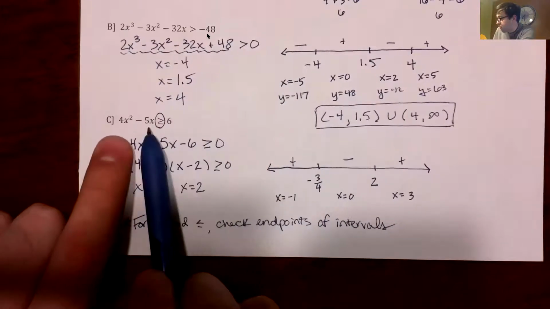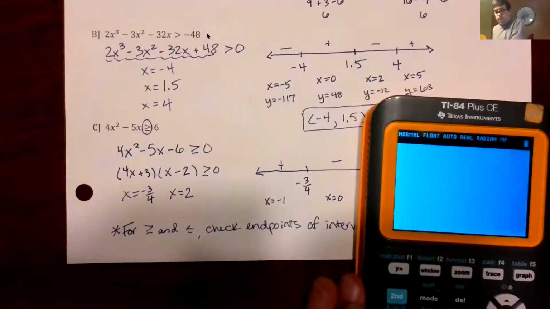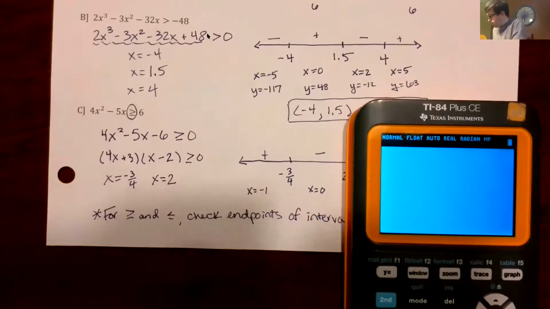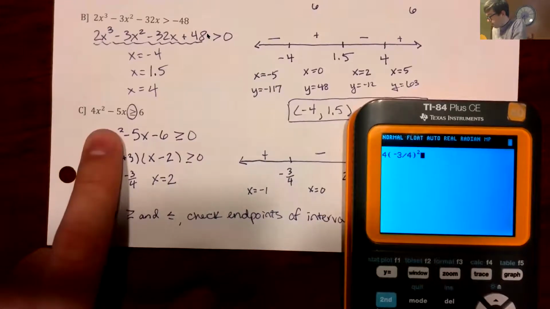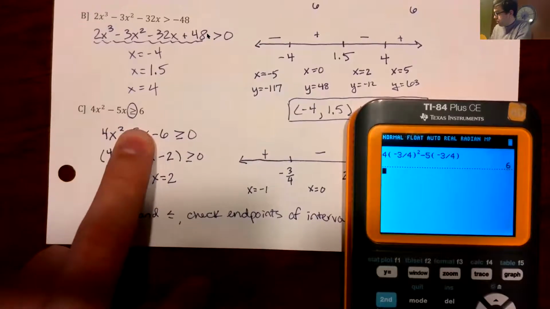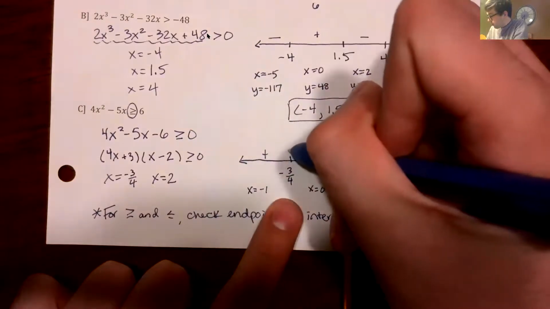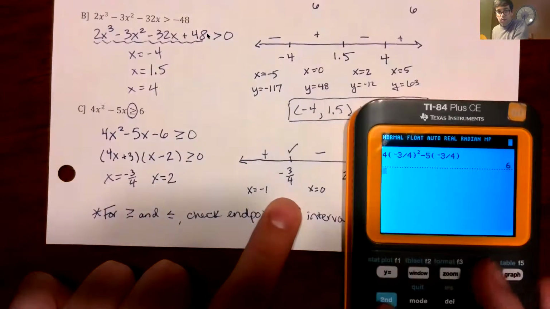So we're going to plug in -3/4 all the way back up here. So I'm on my calculator now. I'm going to type in -3/4 for x. So 4 times -3/4 squared minus 5 times -3/4. And that made that statement true. So I'm going to put, what should I put here? A little check mark to show that that worked.